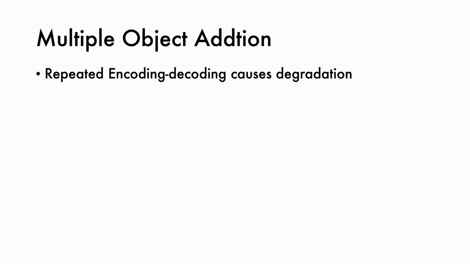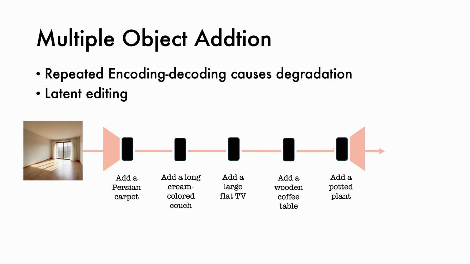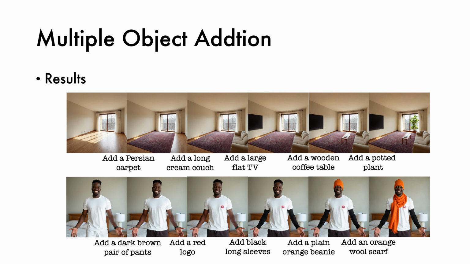However, we use a latent diffusion model, which requires sequential decoding and encoding, which causes cumulative degradation. To solve this, we perform all the editing in the latent space, resulting in high-quality editing. These are two multi-step editing examples using our model.